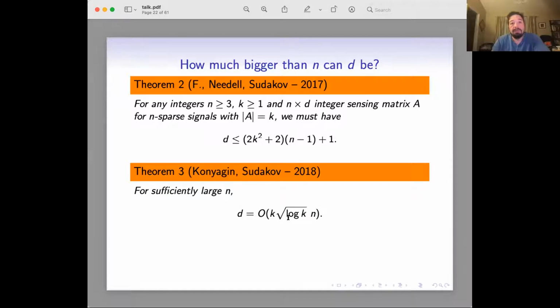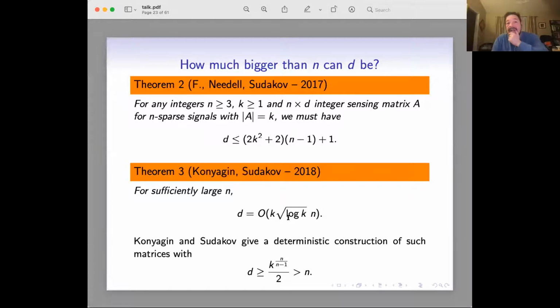Okay, so furthermore, they actually gave a deterministic construction of such matrices. So assuming that k to the power n over n minus 1 divided by 2 is bigger than n, then they showed that one can construct matrices with D being greater or equal than this bound.